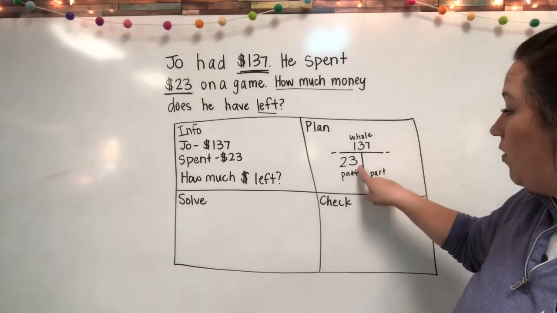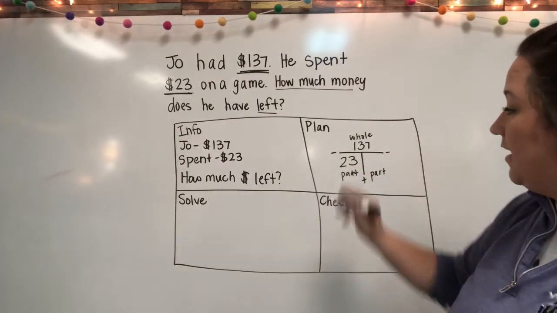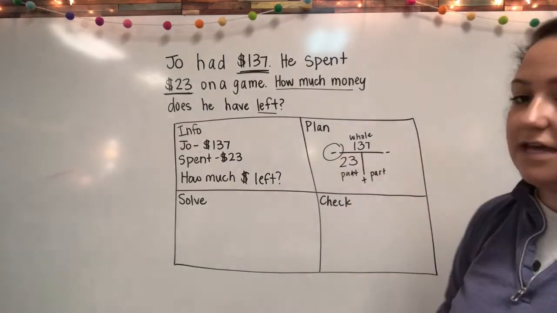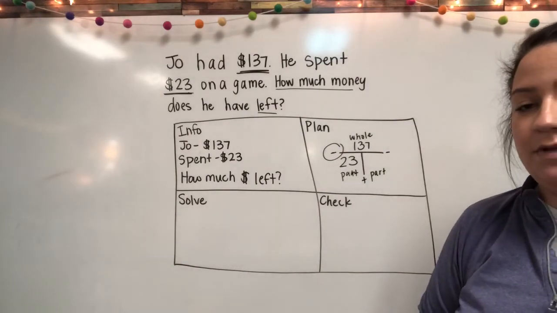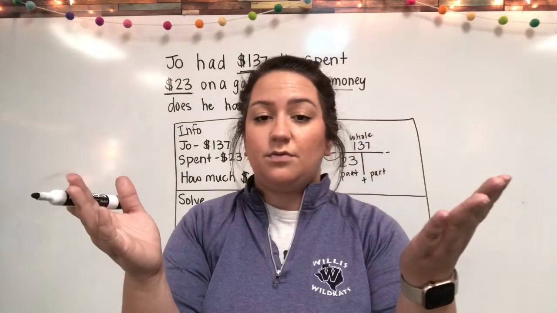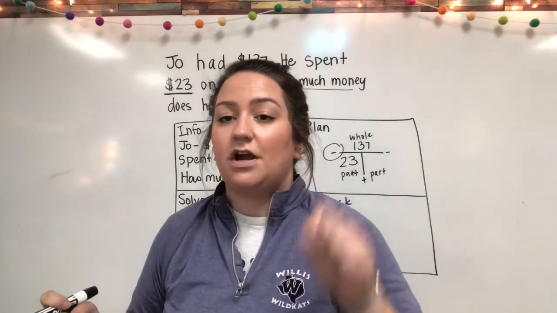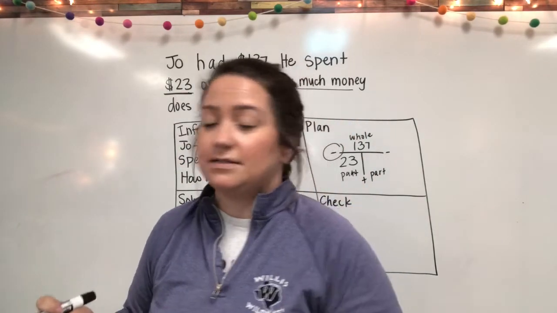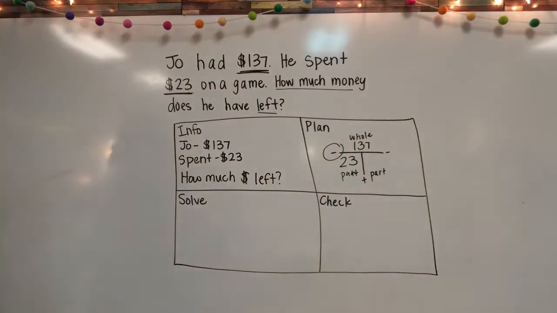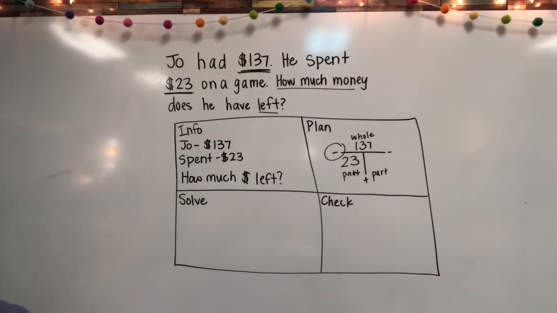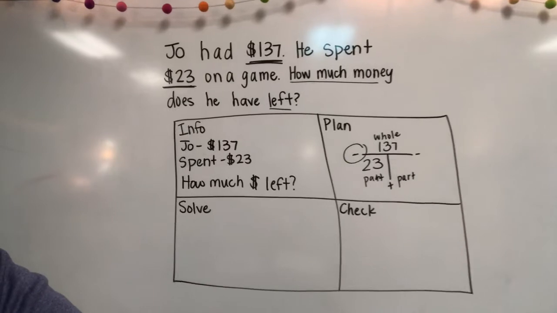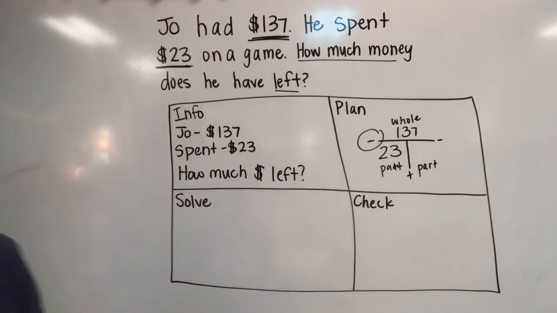So I have my whole and one of my parts, so I am subtracting. This is going to be a subtraction problem because we know how much Joe started with. We know that he spent some, so some got taken away. So we have to figure out the missing part, how much Joe has left. And we're going to do that right now. Let me scoot you in a little bit closer. So in the solve box, remember, that's where we are actually solving the problem.